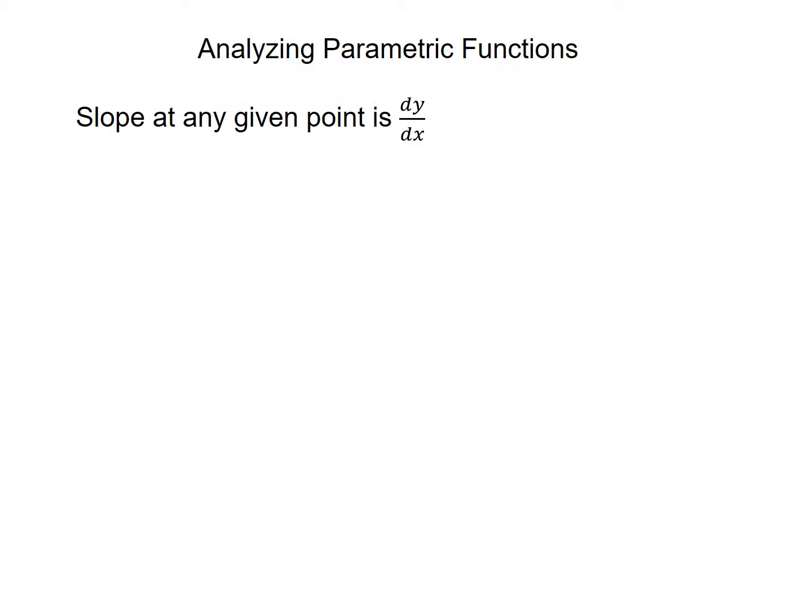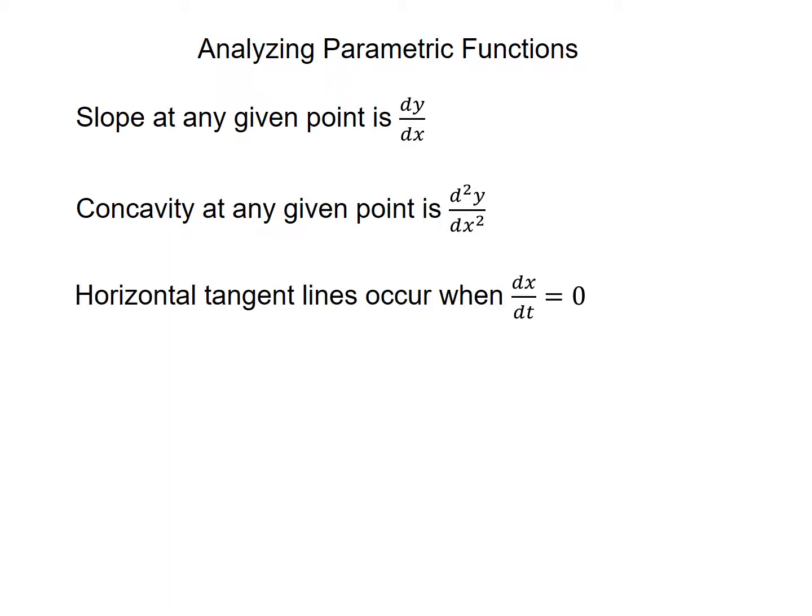All right, if we want to analyze parametric equations or parametric functions, we need to know a few things. So we've already seen that the slope at any point is dy/dx. The concavity at any point is the second derivative of y with respect to x. If we want to find a horizontal tangent, if you think through this, horizontal movement is going left to right. And so if we stop and change direction while moving to the right or moving to the left, that would be when dx/dt equals 0, because the movement in the x direction has stopped.